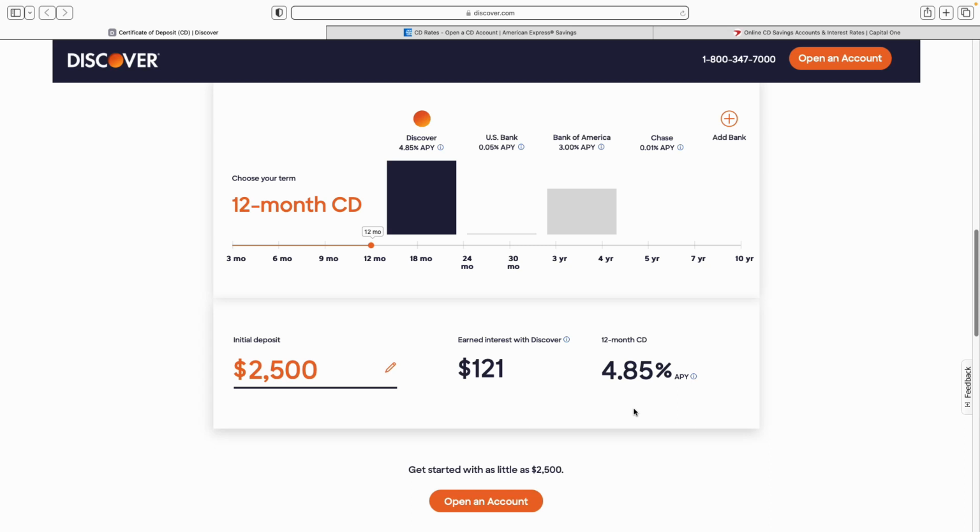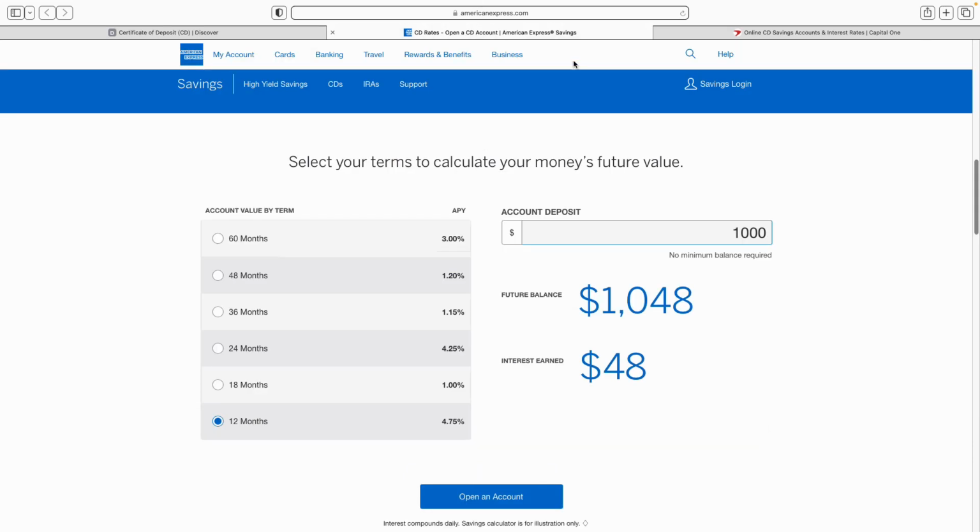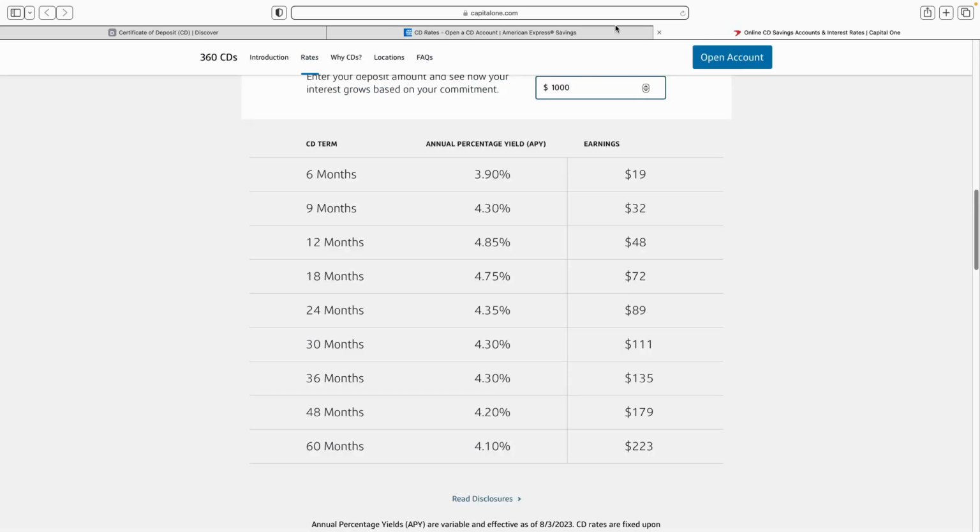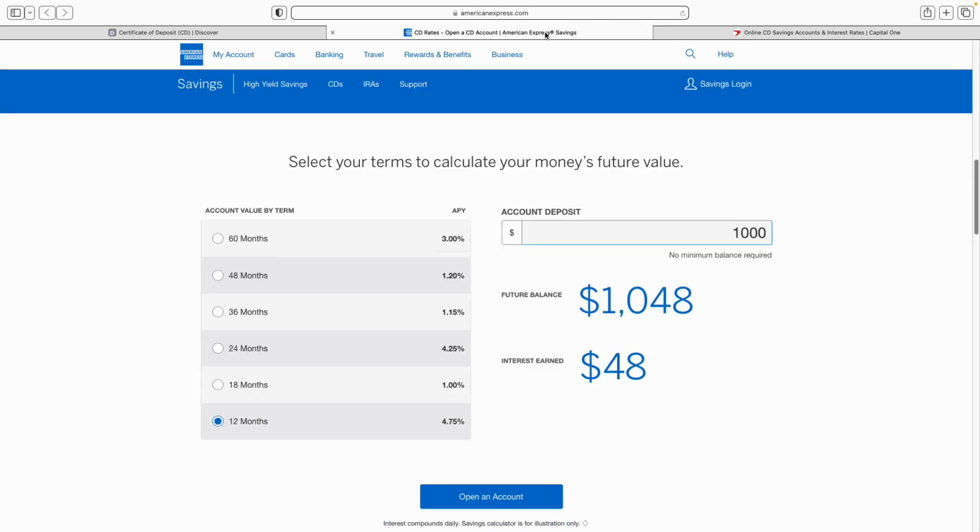Now, some companies like Discover, for example, have a minimum investment amount. For Discover it is $2,500. For Chase, I believe it is $25,000. And some other ones like American Express or Capital One don't have a minimum deposit, so you can deposit as little as you can and obviously as much as you can too.